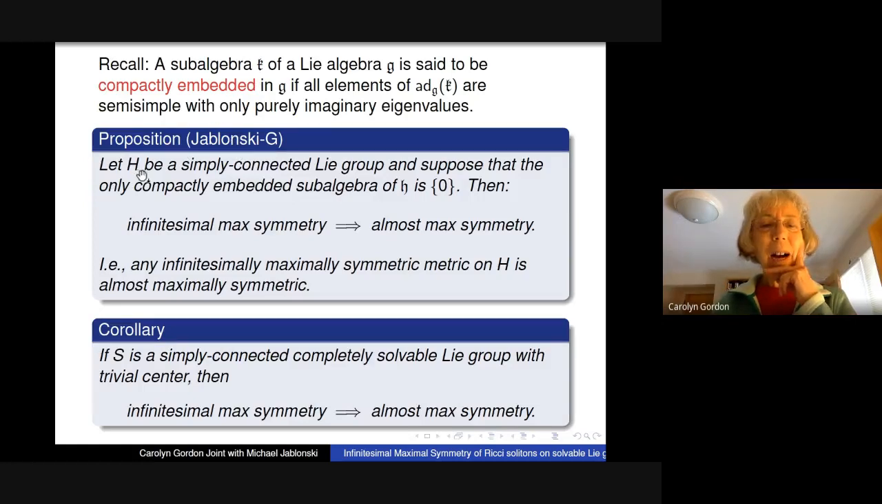So if you have a simply connected Lie group whose Lie algebra has no compactly embedded subalgebras, so the only compactly embedded subalgebra is the zero subalgebra, then recall that for any left invariant metric, the Lie algebra of the isotropy group will be compactly embedded in the Lie algebra of the full isometry group, and that's key here. So if the Lie algebra has no compactly embedded subalgebras, then any infinitesimally maximally symmetric metric will be almost maximally symmetric. That is, the identity component of the isometry group will be maximal.